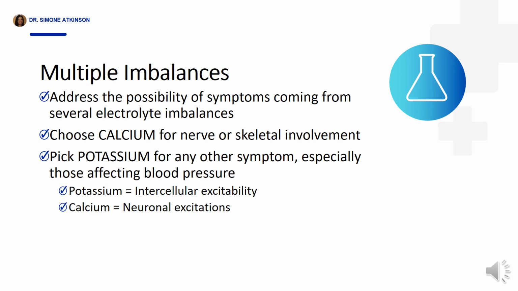When you have general symptoms and blood pressure changes, so for example, a broad spectrum of symptoms, particularly those that are affecting the blood pressure, then turn your attention to potassium. Potassium's role in intracellular excitability will make it a prime candidate for more generalized symptoms or blood pressure symptoms that are identified. So just remember, potassium addresses intracellular excitability and broader symptomatology, whereas calcium will target neuronal excitation and issues related to nerve and skeletal function.